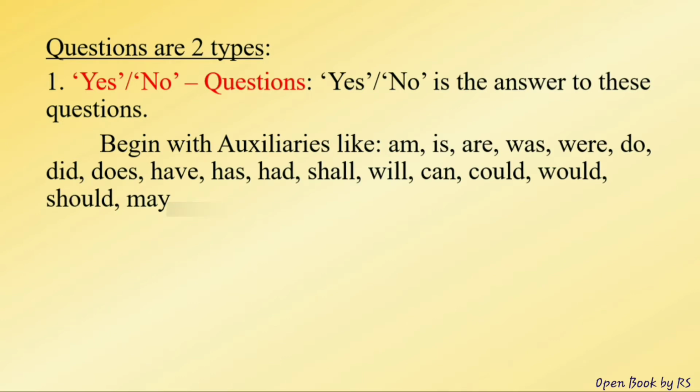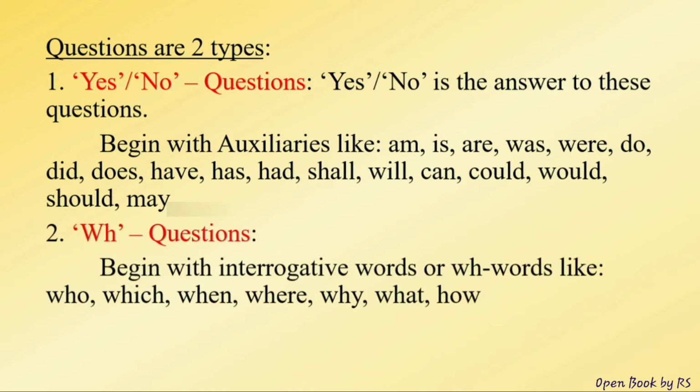These questions begin with auxiliaries like am, is, are, was, were, do, did, does, have, has, had, shall, will, can, could, would, should, may. Like this. The second type of questions begins with interrogative words or WH words. WH words are who, which, when, where, why, what and how. So these are the two types of questions.